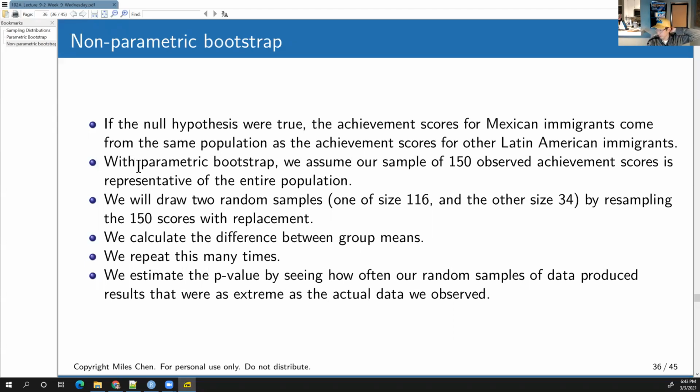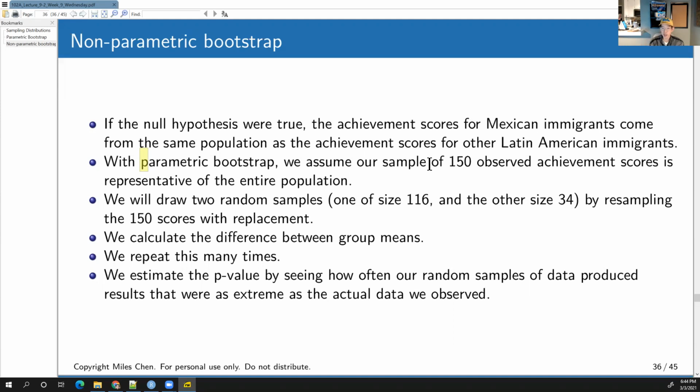Sorry, this should say non-parametric bootstrap, that's a typo, okay? If the null hypothesis were true, the achievement scores for Mexican immigrants come from the same population as the achievement scores for other Latin American immigrants. With the non-parametric bootstrap, we're going to assume that our sample of 150 observed achievement scores is representative of the entire population.